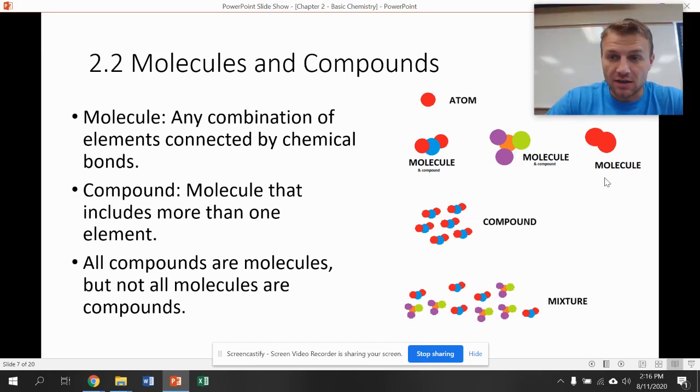So here you can see again the molecule in red on the right hand side. It's just saying, hey, there's only two atoms of the same element. It's just a molecule. Once you add in a combination of different elements, that makes it a compound. You can see more examples here of compounds in a mixture. Now, the way I like to remember this: all compounds are molecules, but not all molecules are compounds.